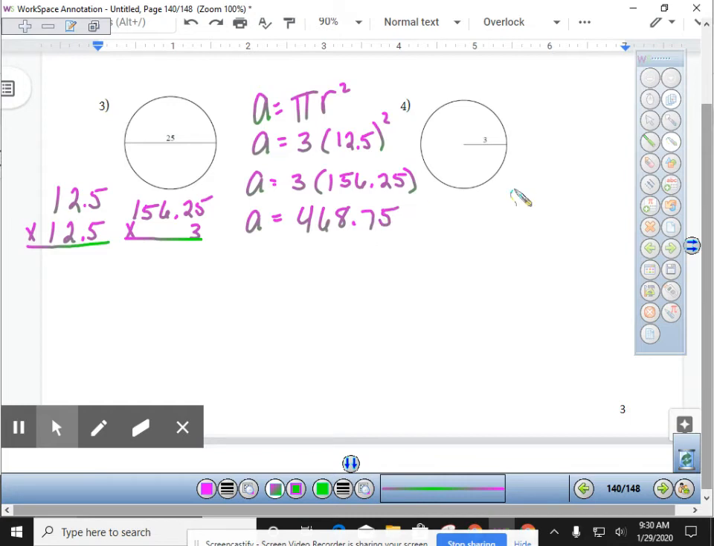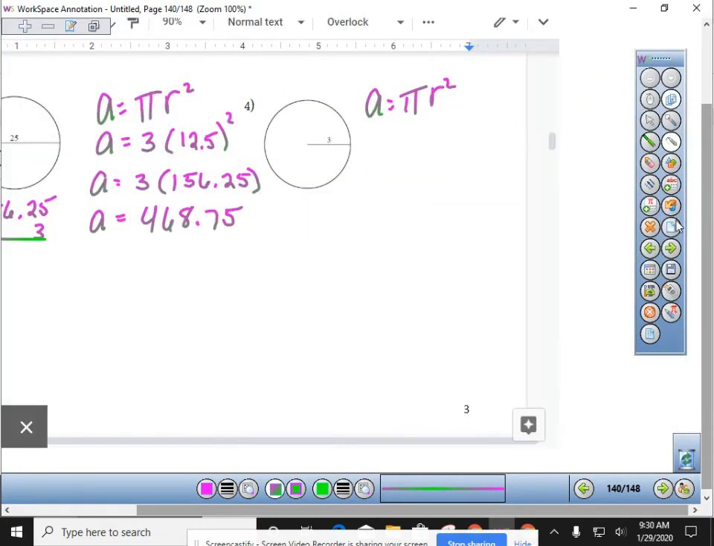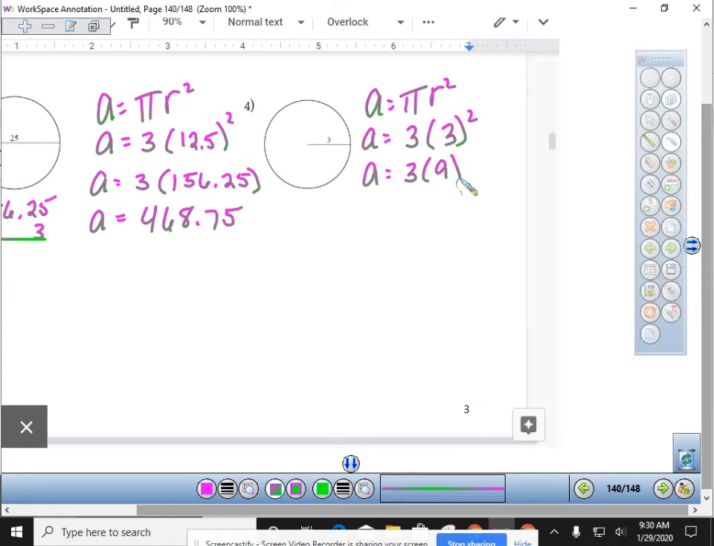Good. Number 4, what is the formula for the area of a circle? Area equals pi r squared. Area equals 3 times 3 squared. What is 3 squared? 9. I promise it does not hurt for you to write it down neatly. I was thoroughly impressed with most of your work, it was very neat. The equal signs lined up. Organization is half the battle. What's 3 times 9? 27. Good. You guys are kicking booty.